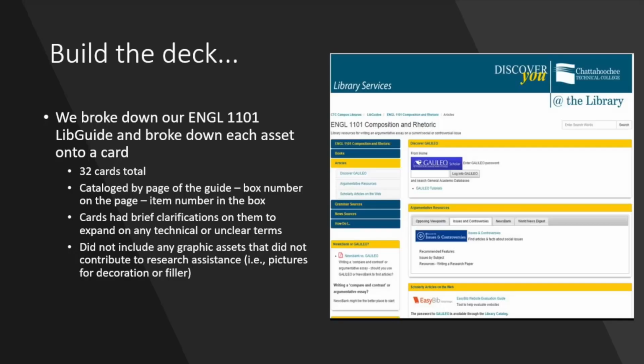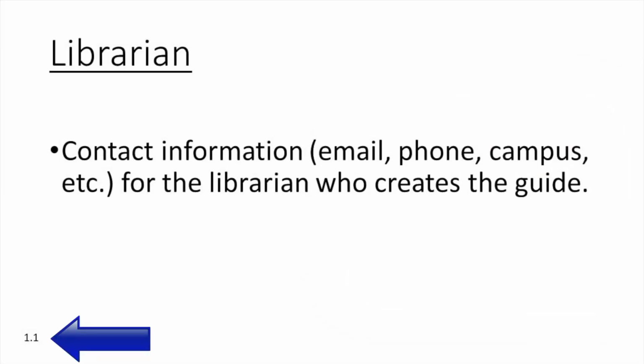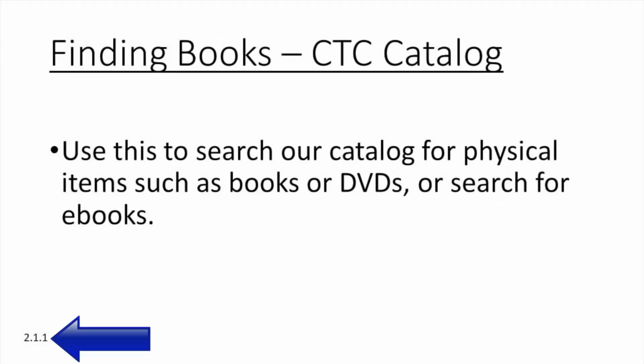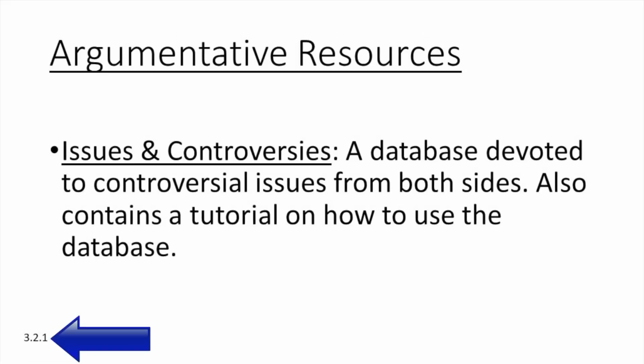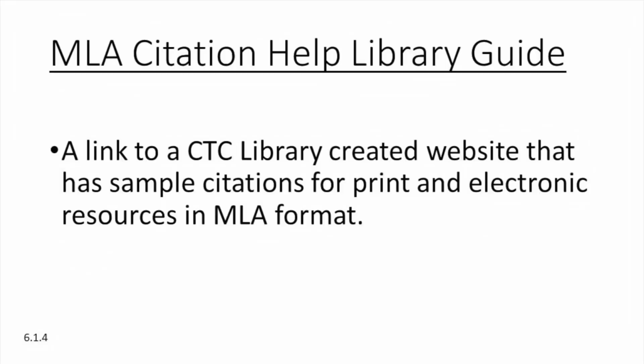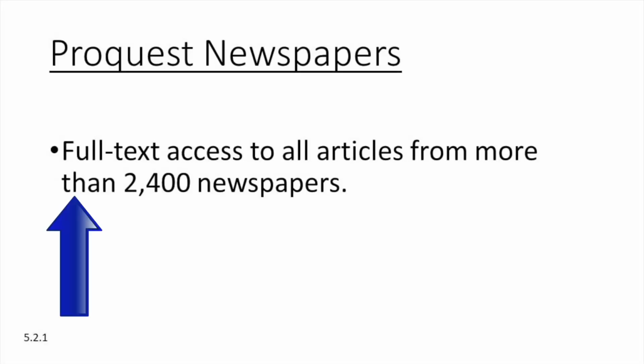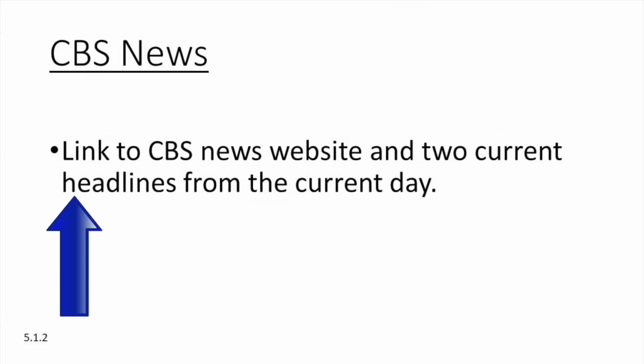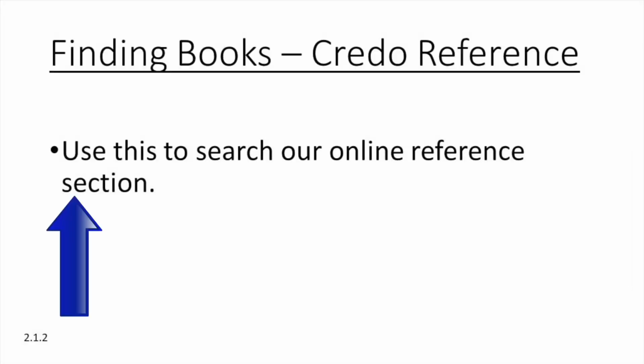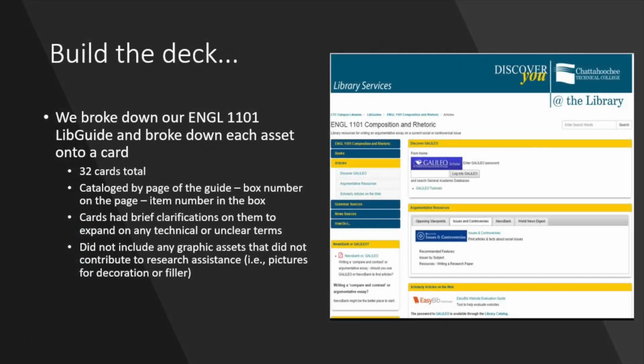To build the deck, there were 32 cards in total to capture all of the used elements of the English 1101 guide. The cards were each cataloged by on what page of the guide they were, which box number or location on the page, and finally, the item's number place within the box in which they were held. Cards had brief clarifications on them if there was a term with technical or unclear definitions. For the purposes of the study, we did not create cards for any of the pictures or assets that weren't there to serve an information purpose.